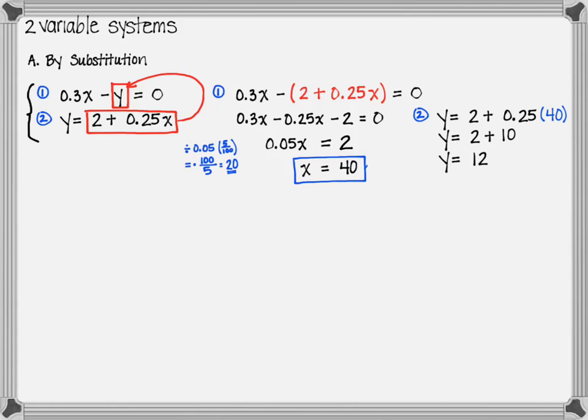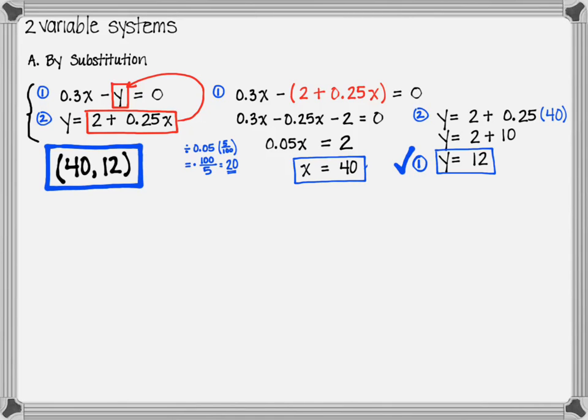And collect and simplify, and we get that y equals 12. And we check it, that does it work in equation 1, that's important, and it does. And so therefore the answer to this system is the ordered pair (40, 12).